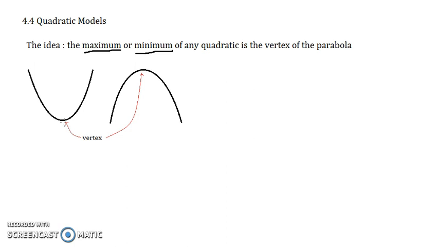We talked about that before. So if you have a parabola up, the vertex is a minimum, and if you have a parabola down, the vertex is a maximum.